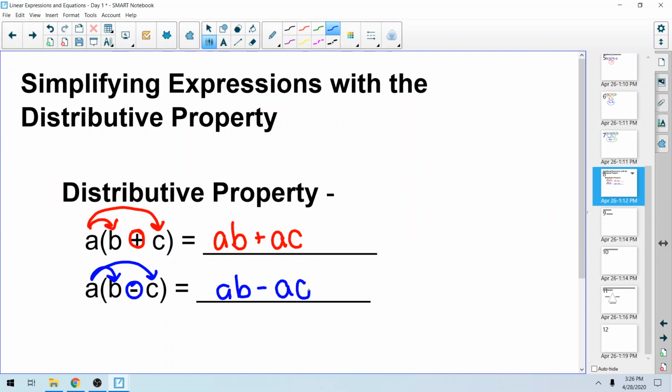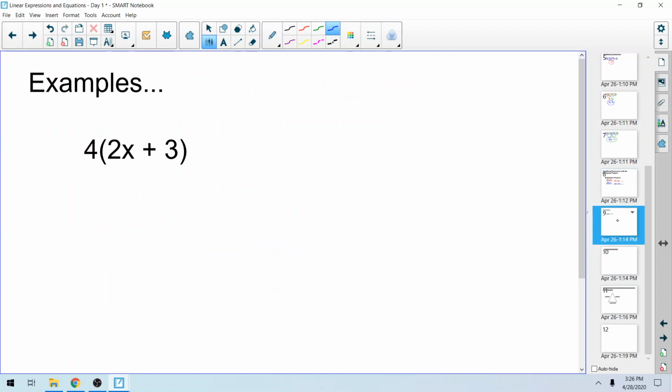So what does that look like when we throw in numbers? So example 1, we have our 4 outside of our parentheses, which is telling you to take the 4 times the quantity 2x plus 3. So we're going to take the 4, we're going to distribute it. So 4 times 2x, you're taking 4 times 2, which is 8, and then you just keep the x. So 8x. Plus, distribute the 4 to the 3. Well, 4 times 3 is just 12.